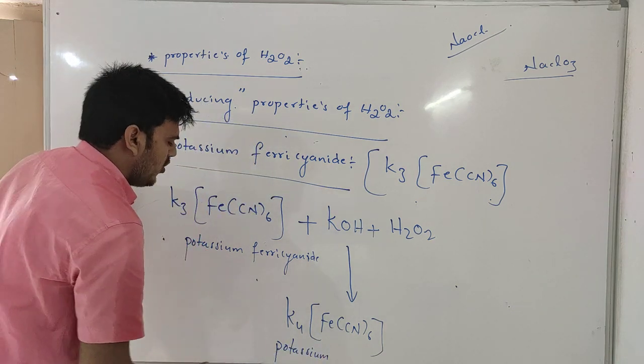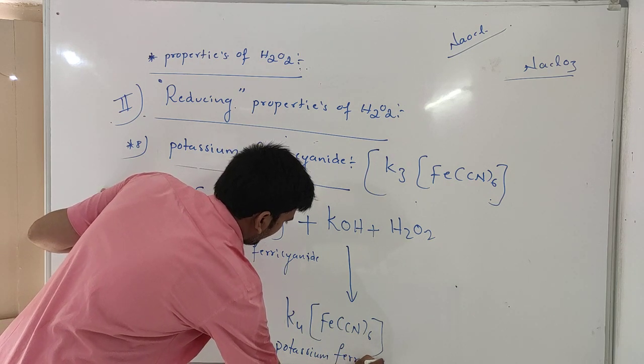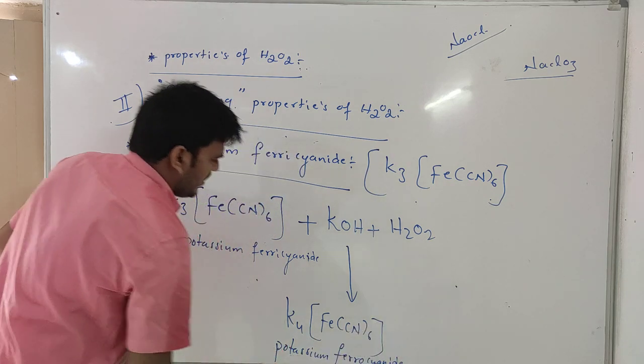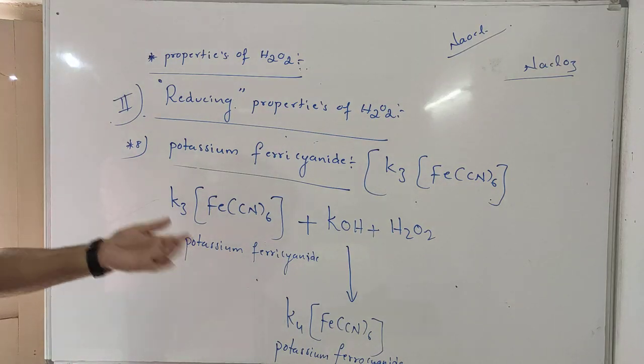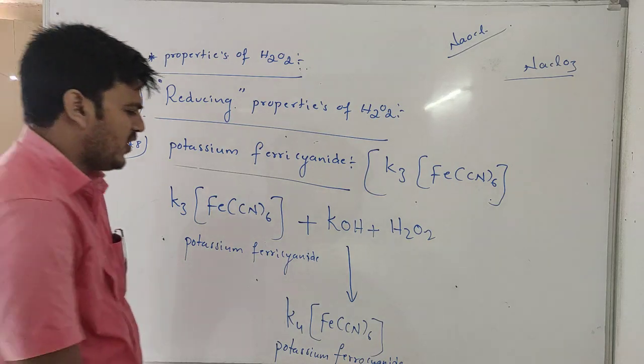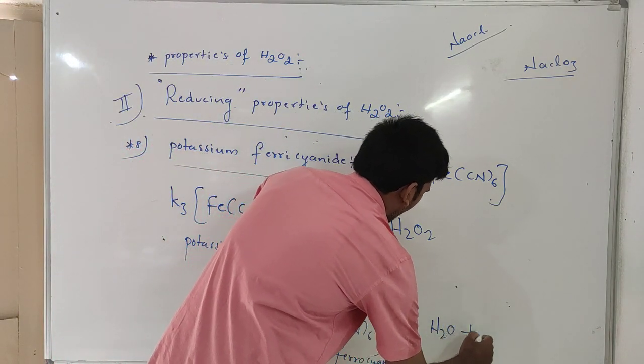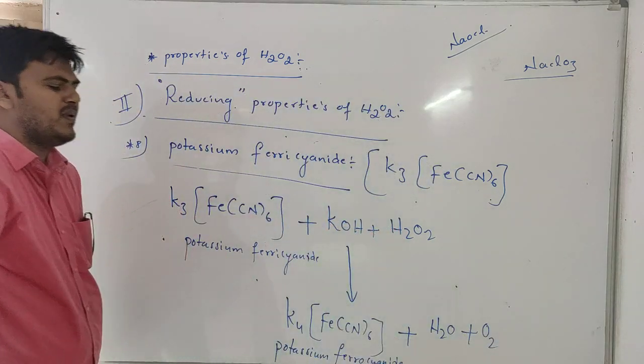Potassium ferricyanide is converted into potassium ferrocyanide, formula K4Fe(CN)6. And the byproducts are very simple: water, H2O, and oxygen gas, O2.